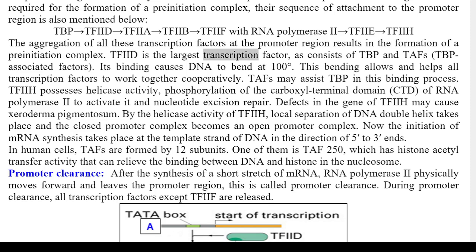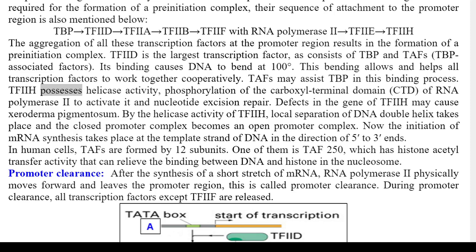TFIID is the largest transcription factor, as it consists of TBP and TAFs, TBP-associated factors. Its binding causes DNA to bend at 100 degrees. This bending allows and helps all transcription factors to work together cooperatively. TAFs may assist TBP in this binding process.